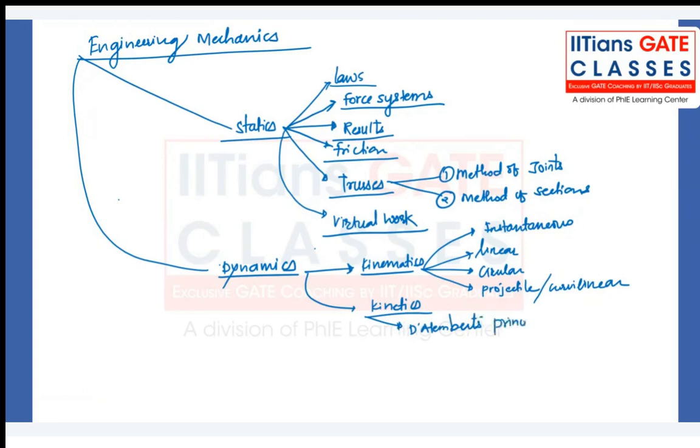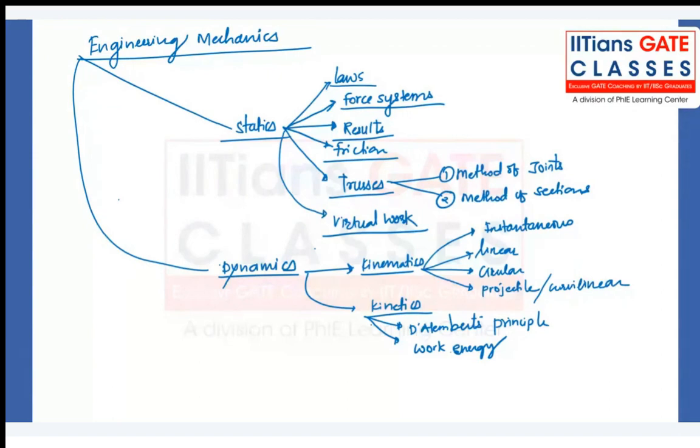D'Alembert's principle, and the work energy principle. Okay, so in this we understood the concept of what is work, what is energy, what is the law of conservation of energy, and how work done can be written in terms of change in kinetic energy of the system. Okay, and we have solved many problems on it.